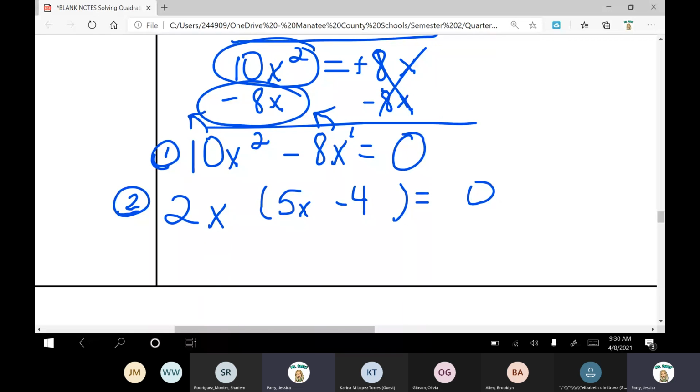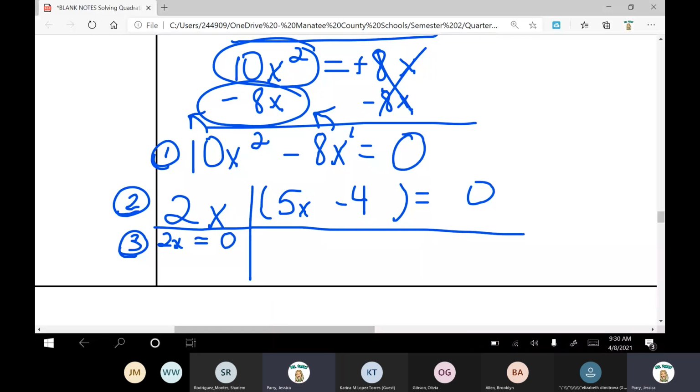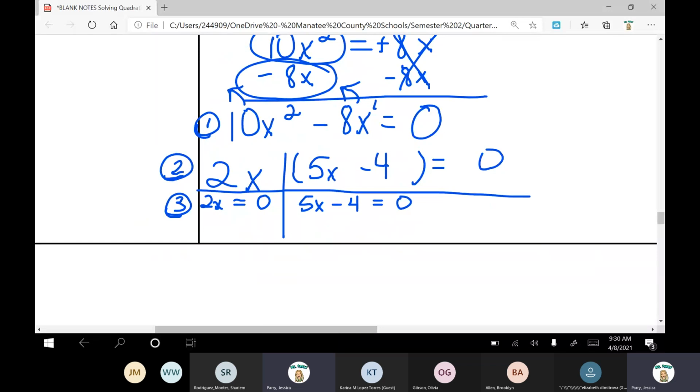It's all cleaned up. So now we can go on to step 3. Step 3 is set each factor equal to 0. So I'm going to organize, take this 2x, set this equal to 0. And over here, 5x minus 4 equals 0. And then we're going to finish solving these ones here. I want to solve for x over here on the left, so I'm going to get rid of this 2. We read that as 2 times x, so I'll do the opposite, divide by 2. So then I've got x equals 0 divided by any number is always just 0. So there's part of our answer.